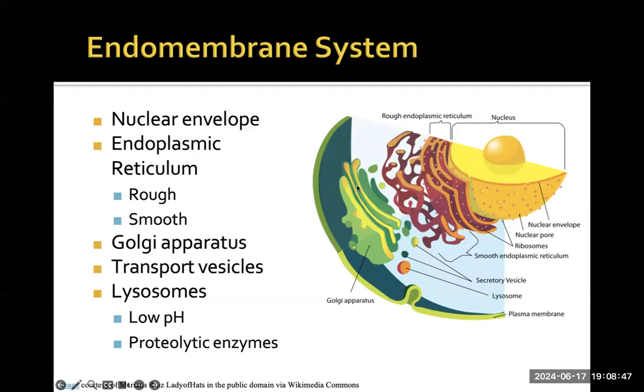Then you have the Golgi apparatus, and you have things like transport vesicles that are going to move towards the plasma membrane, and then they're going to fuse and let out or let in different substances. And then you also have lysosomes here, which contain proteolytic enzymes, which basically means they help break down things.